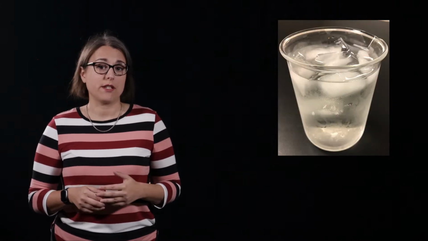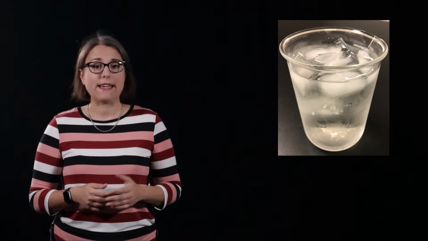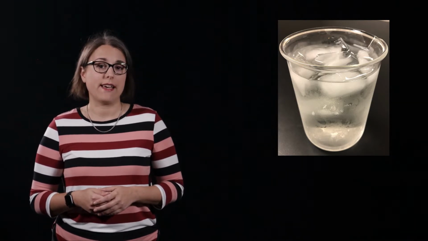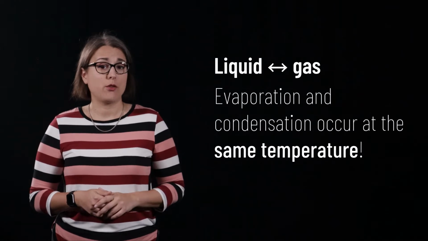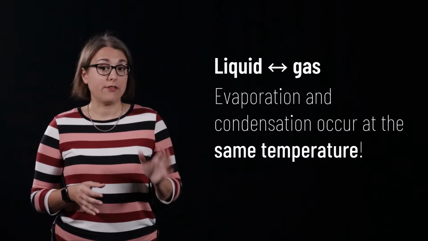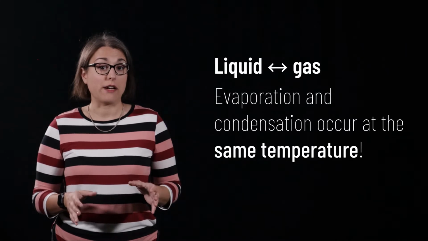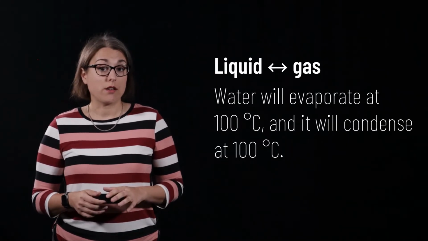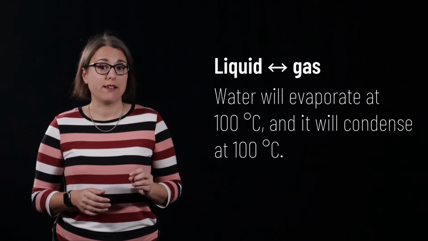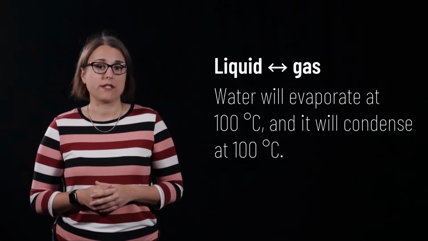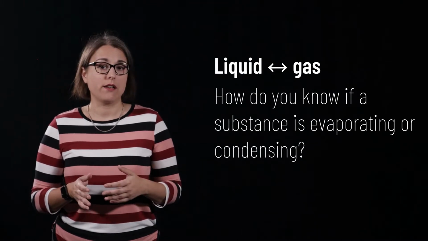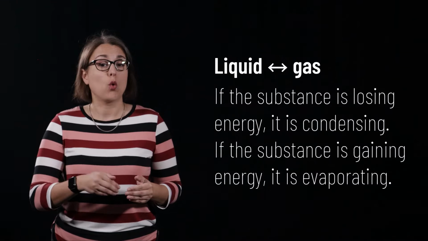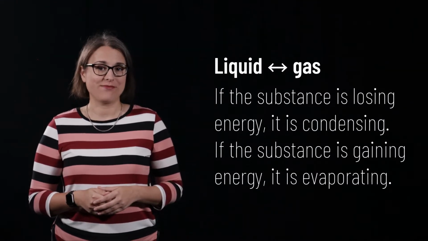Condensation is something you may have noticed if you have a cold glass of water or can of soda sitting out on a warm or hot day. The water vapor in the air surrounding the container will condense into a liquid form. It is important to note that, for a given substance, evaporation and condensation occur at the same temperature. Water will evaporate at 100 degrees C, and it will also condense at 100 degrees C. Whether it converts from a liquid to a gas, or from a gas to a liquid, depends on whether or not it is gaining or losing energy at this temperature.